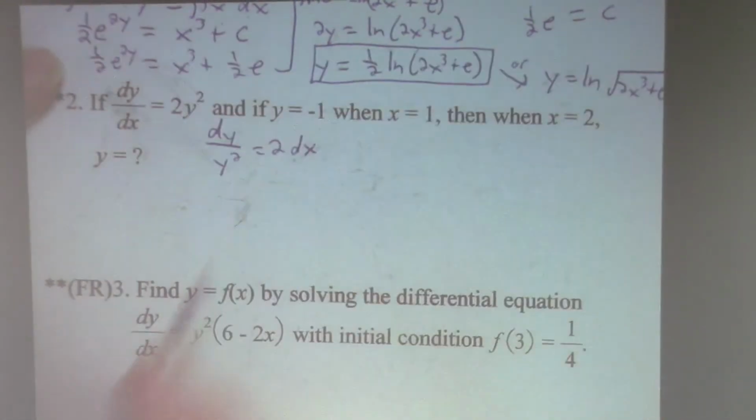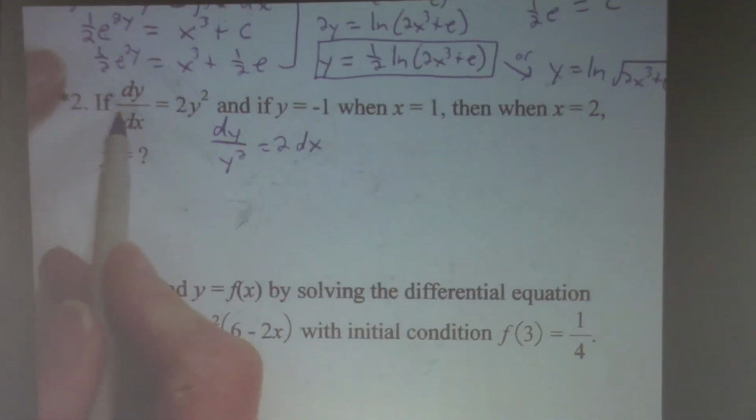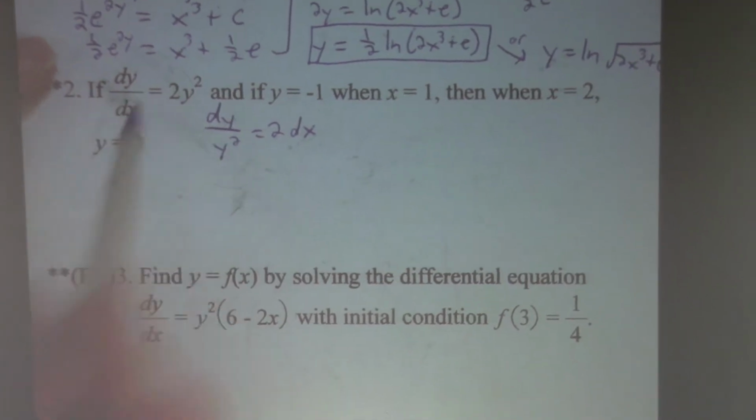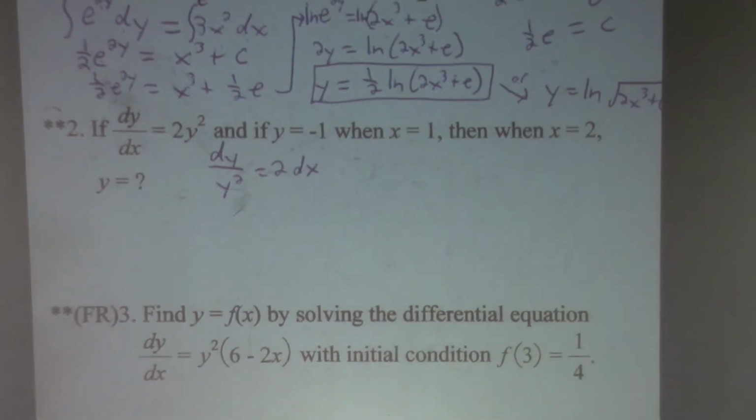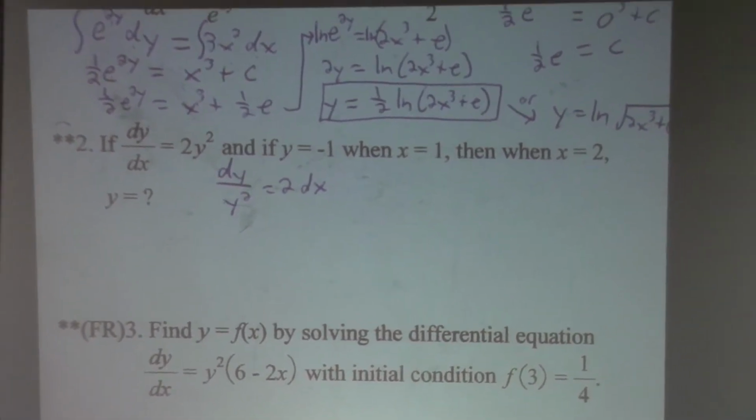Let me see if I can. I times both sides by dx and divide it by y squared all at the same time. So make sure that you feel good about what we did right there.